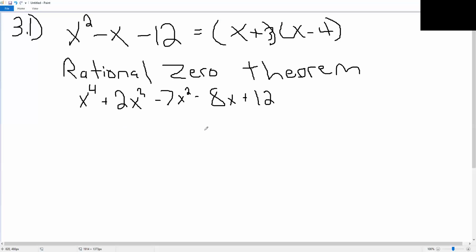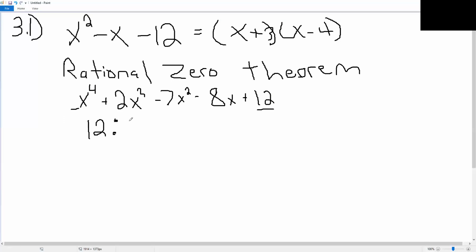So let's learn what we need to do to know what the factors are for this rational zero theorem. This 12 right here is a constant. This is a coefficient if it's in front of an x. This constant and this leading coefficient is what we need to figure this out. So let's start with the constant, the 12.